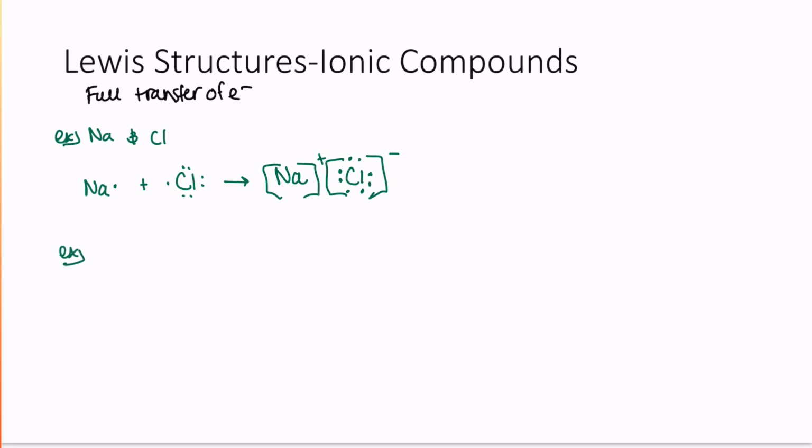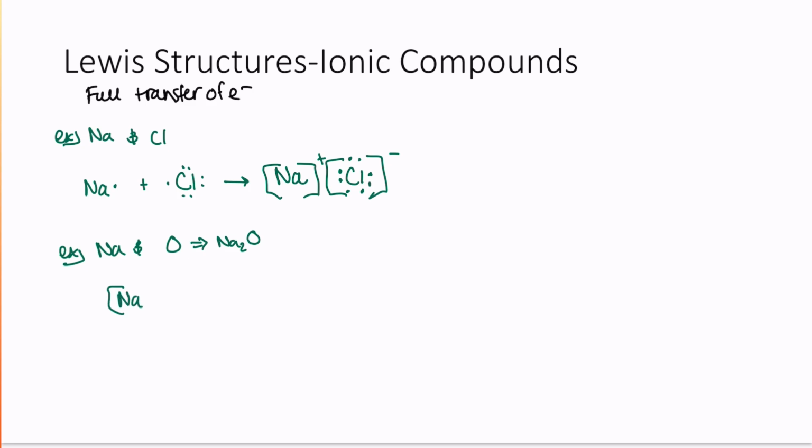Now, if we're dealing with a compound where there's not just one of each, because sodium chloride is just NaCl, let's look at something like sodium and oxygen. In order for this to be a charge neutral compound, I'm going to need 2 sodium and 1 oxygen. So there's a couple different ways you can show the Lewis structure for this ionic compound.